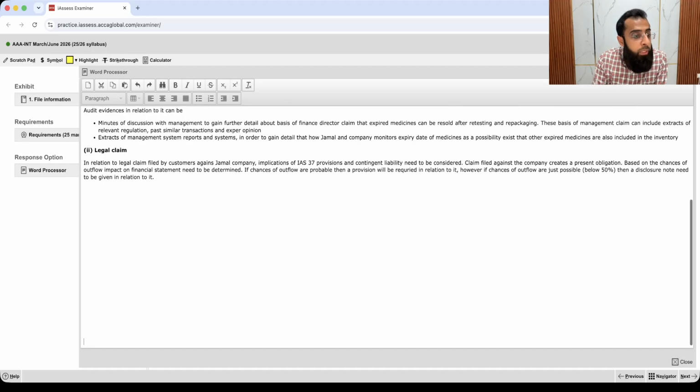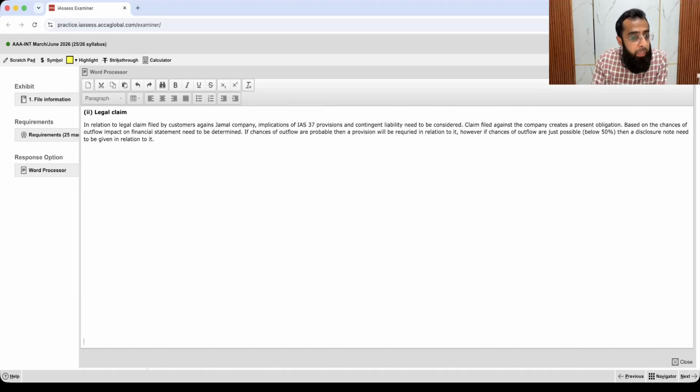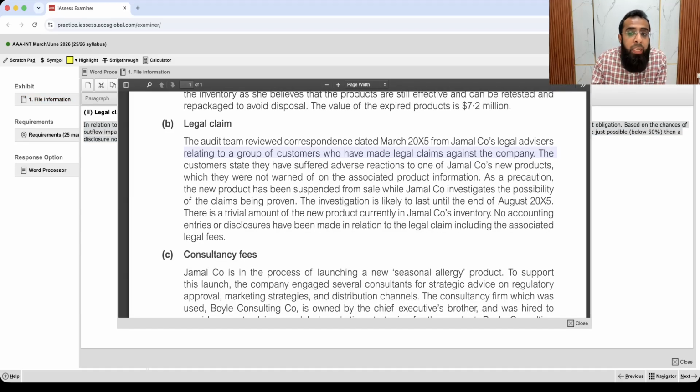See, in relation to the legal claim which is filed against the company. When a legal claim is filed, it creates a present obligation. If the chances of outflow are probable, like more than 50%, that we will lose this claim, then we need to record a provision. However, if the chances of outflow are possible, like below 50%, then just a disclosure note needs to be given. Okay.